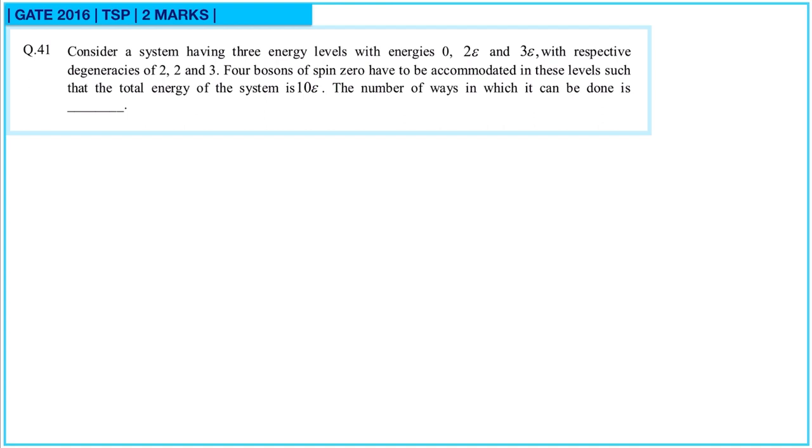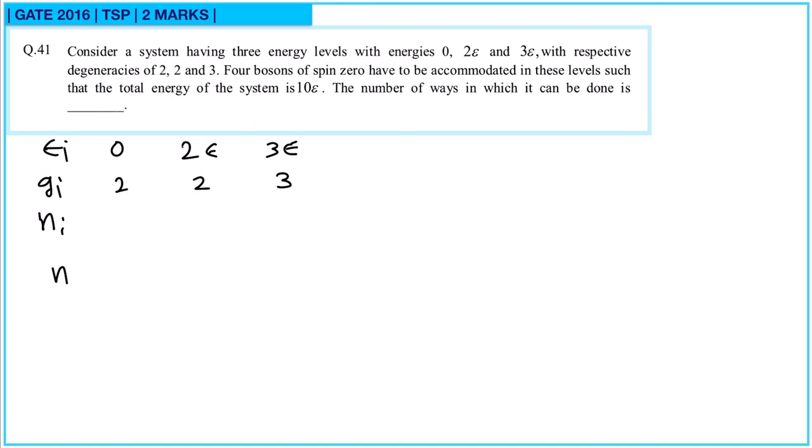Next we have, consider a system having 3 energy levels with energies 0, 2e and 3e with respective degeneracies of 2, 2 and 3. 4 bosons of spin 0 have to be accommodated in these levels such that the total energy of the system is 10e. The number of ways in which it can be done is. Now here we have energies 0, 2e and 3e, and corresponding degeneracies are 2, 2 and 3. Now we have to find out their numbers as well.